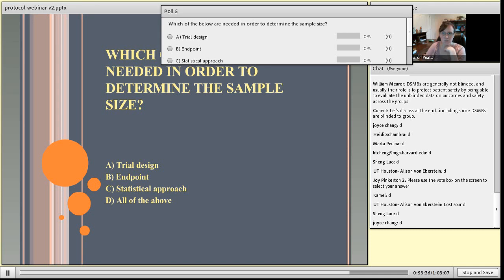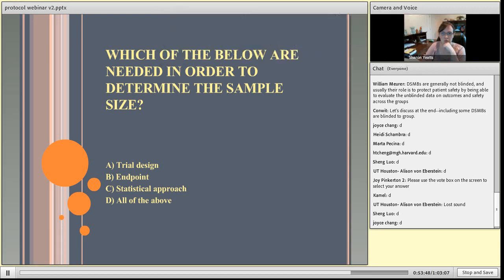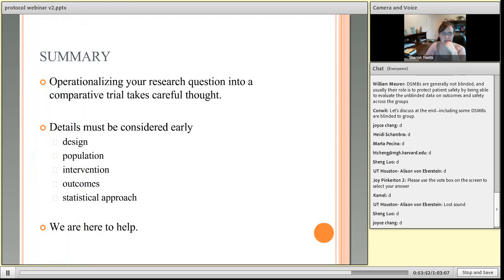Okay, so that looks like most everybody, and you're exactly correct. We need to think about all of those things. So the sample size is going to be determined later on in the process of thinking through your protocol. Karen, should I turn it back to you to summarize and take questions?